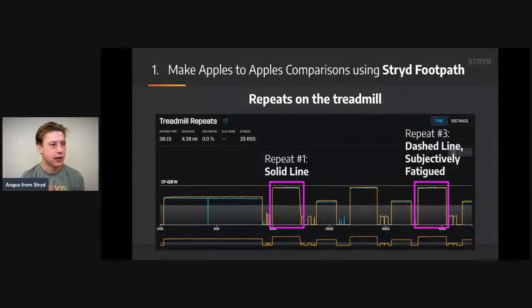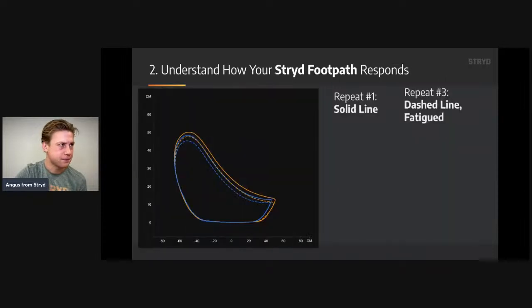So my workout last week, I was doing repeats on the treadmill. Repeat one was strong, but by the third repeat, not soon afterwards, I was pretty fatigued, and we actually saw that in the Footpath data. So first, I made this apples to apples comparison where I'm running on the treadmill. All the factors are controlled for on the treadmill, where the speed's the same. The surface is the same. Of course, I didn't change the incline.